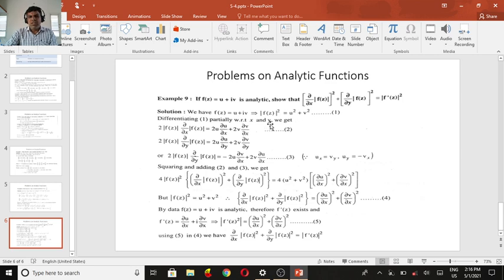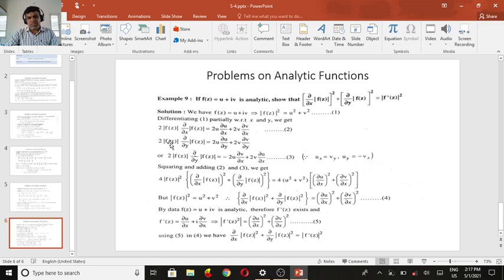Suppose we are taking this, and we differentiate partially with respect to x and y. On the left-hand side, I differentiate this part. So what do we get? 2 times the absolute value of f(z), with respect to x, ∂/∂x of f(z). And on the right-hand side, 2u ∂u/∂x plus 2v ∂v/∂x. I call this equation 2.